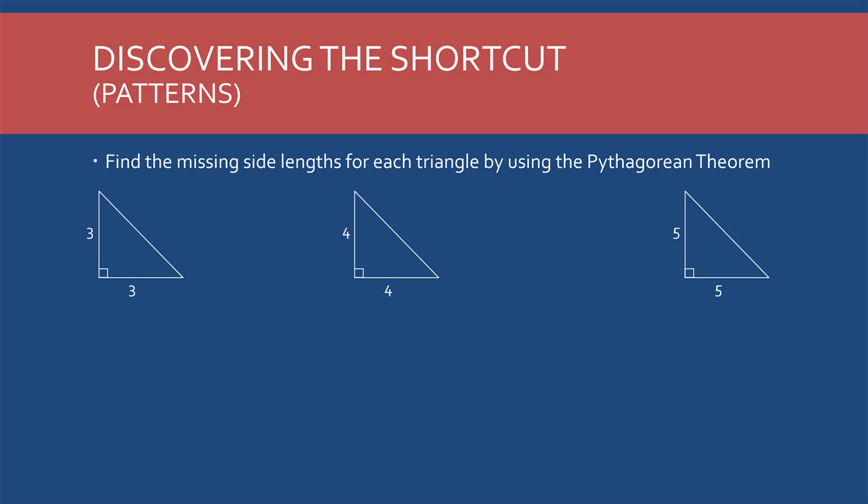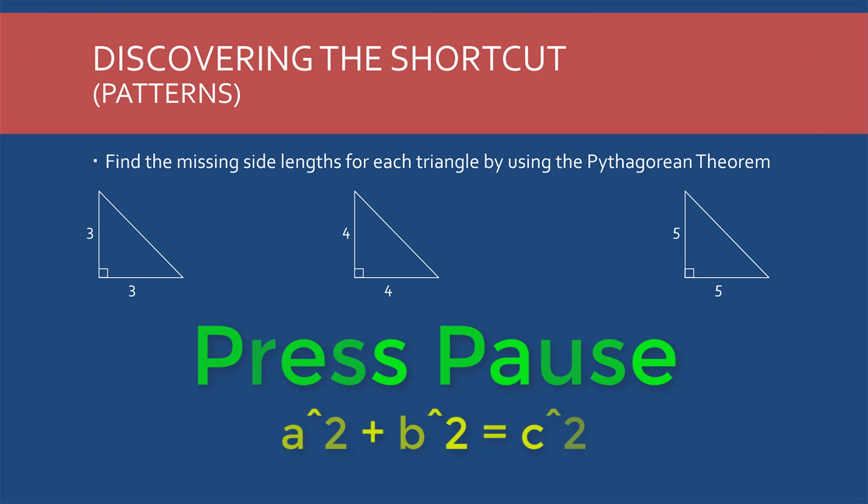So what I want you to do is there are three right triangles on here, and they are isosceles, which means they are 45, 45, 90 triangles. I want you to go ahead and press pause. Use the Pythagorean theorem to solve these triangles and find that hypotenuse side length. Make sure that you're using a radical and simplifying it so that you'll find that pattern. All right, hit pause and try it out.